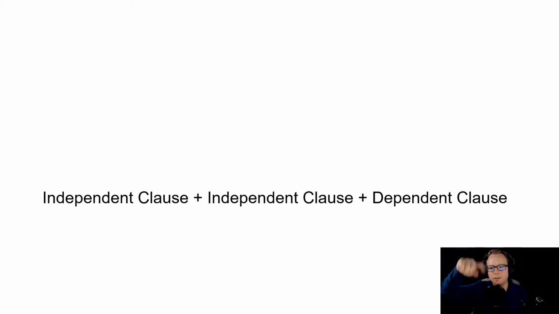Okay, so the formula is going to look something like this. Independent clause, dependent clause, but it could also be dependent clause, independent clause, independent clause. It could be independent clause, dependent clause, independent. Anyway, you get what I'm talking about. It can go in a lot of different ways, but it's going to include all of these parts and pieces.